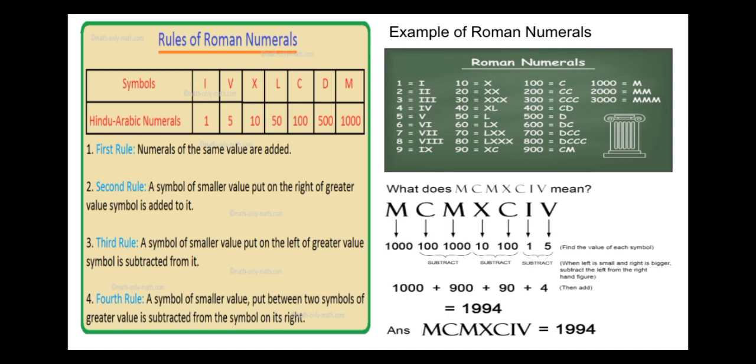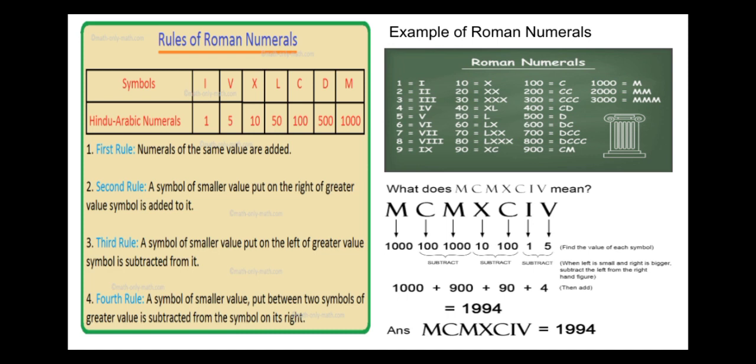600. D is 500, C is for 100. So 500 plus 100 is equal to 600. 700. D is for 500, plus C is 100 plus C is 100, equal to 700. 800. D is for 500, C is for 100 plus C is equal to 800.